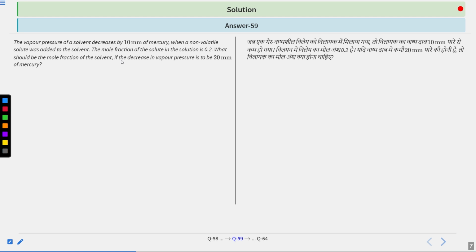In this question, what we have done? We have taken two situations. First situation is saying that the decrease is of 10 mm and in that case your mole fraction of solute is 0.2, and in the second case your vapor pressure decreases 20 mm and in that case you have to calculate the mole fraction of the solvent. Correct answer will be B.